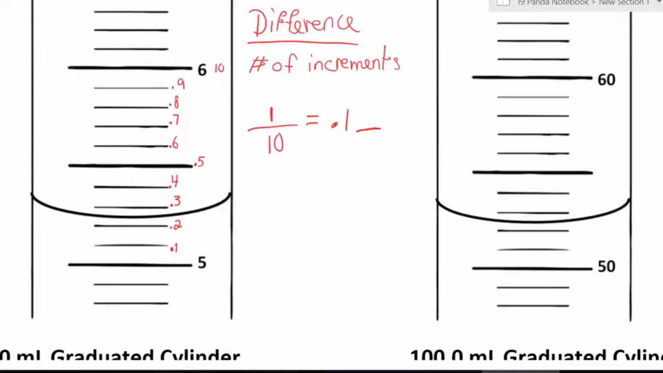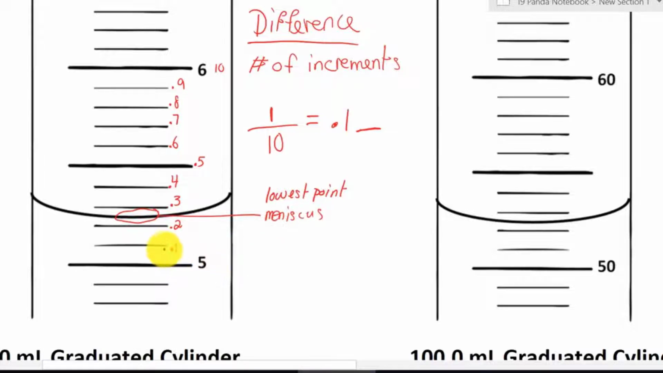Now we are going to learn how to read the measurements. This is what you're going to see when you have a liquid in your graduated cylinder. This is the water line. Now when we do our reading, we look at the lowest curve or the lowest point, which is called the meniscus.